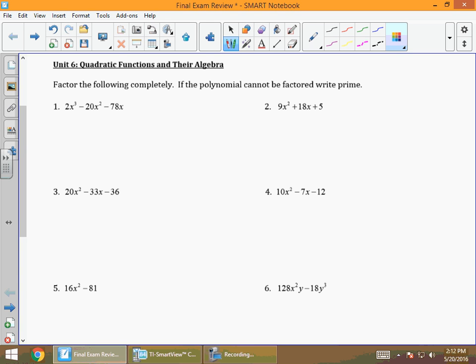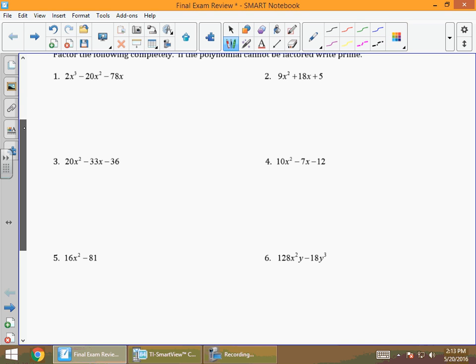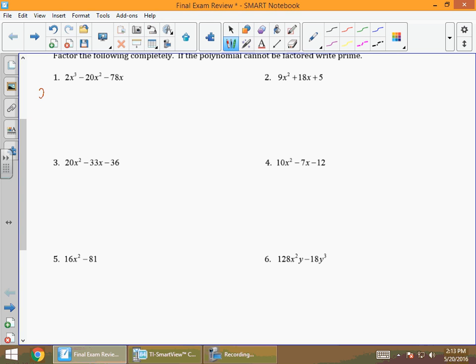So these first few problems all say to factor the following completely. There are no equal signs. We're not solving these. We just need to factor them out. So as I start and I look at question number 1, I should always ask myself first, is there a GCF between 2x cubed, negative 20x squared, and 78x? And there is a GCF of 2x.